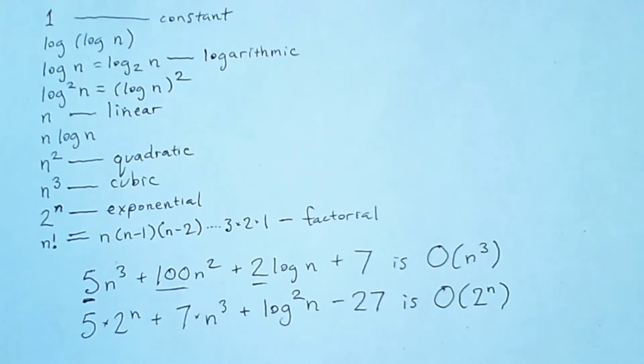Now at this point, a bit of caution is needed in terms of how we speak of these functions. I said here that this function is O of 2 to the n, and this function is O of 3 to the n.